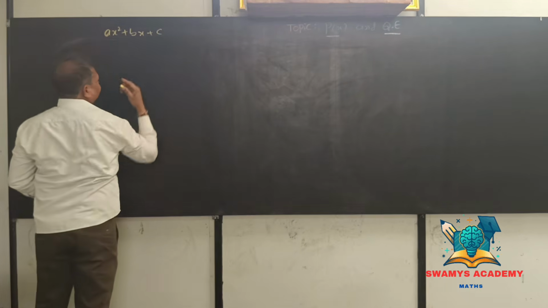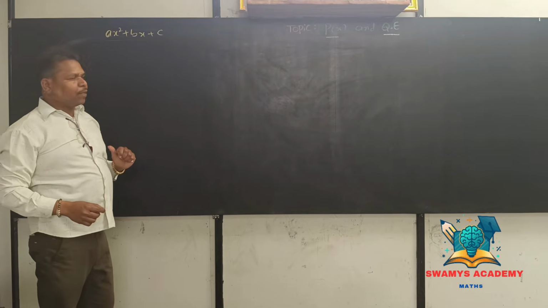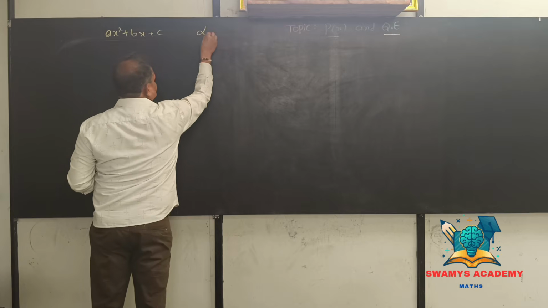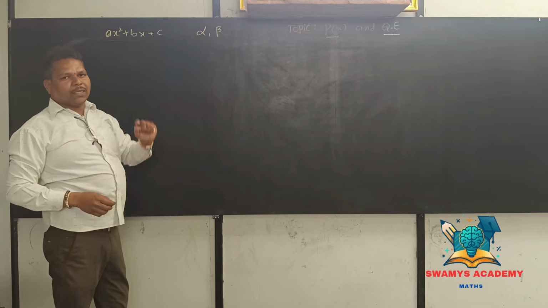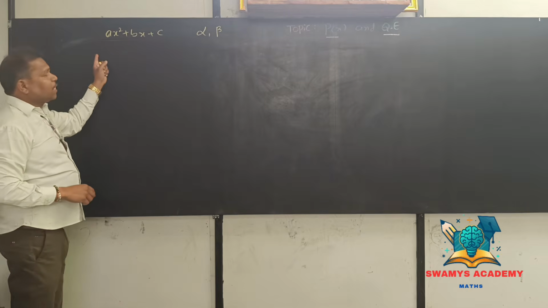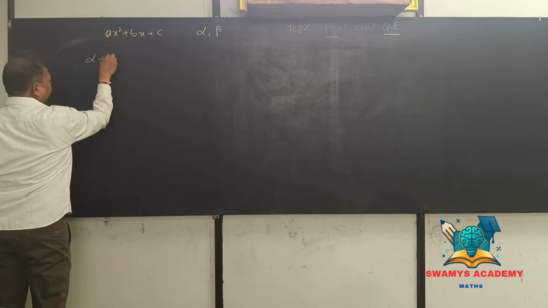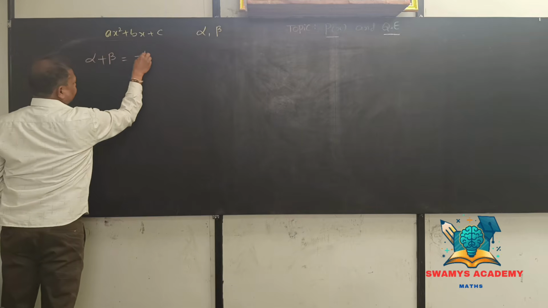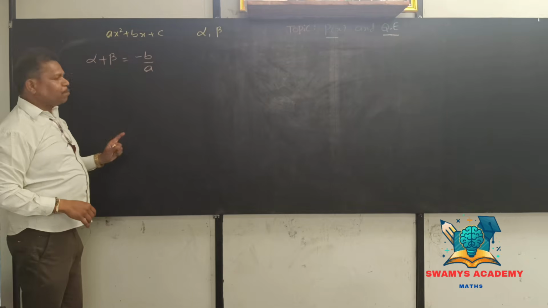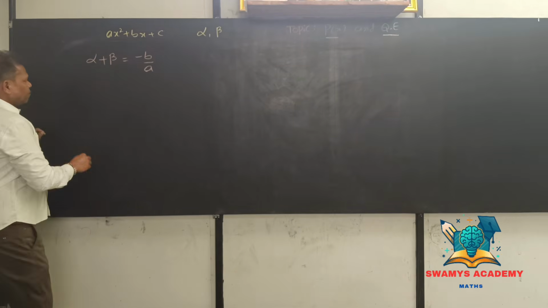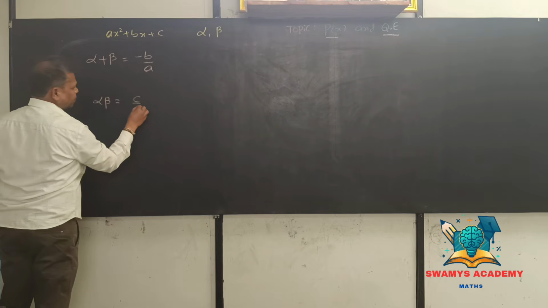plus bx plus c equals 0. Normally we get the zeros of the polynomial, alpha and beta. One of the roots is alpha, one of the roots is beta. The sum of the roots formula: alpha plus beta equals minus b by a. The product of the roots, alpha beta, equals c by a.